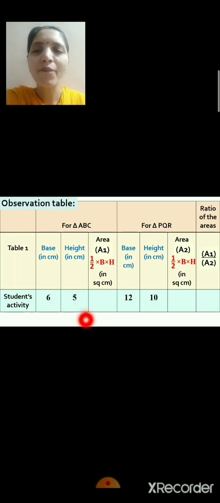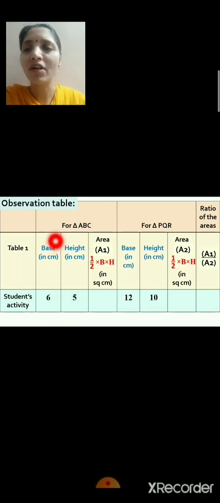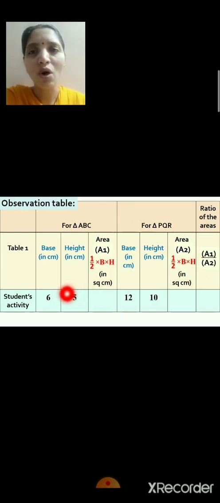Okay. After that, first you will write the aim, then material required and then you will draw the figure. Okay. Then you have to write the observation table. Now this table as such you have to copy on the assignment sheet. Now in the first column you have to write the table 1, students activity.